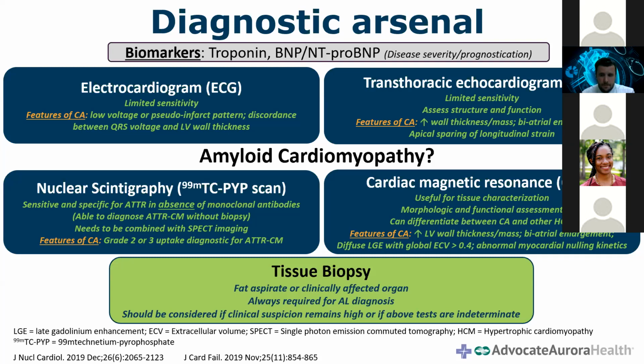Nuclear scintigraphy with a technetium pyrophosphate scan can be used to non-invasively diagnose transthyretin cardiomyopathy only in the absence of monoclonal protein, and then a grade 2 or 3 uptake is diagnostic for this with specificity approaching close to 100%. Lastly, tissue biopsy is still considered the gold standard and can be used in all cases where there's still uncertainty despite the above tests, and is always required to diagnose AL amyloidosis.